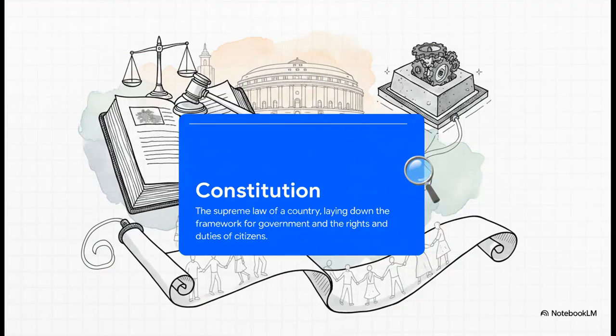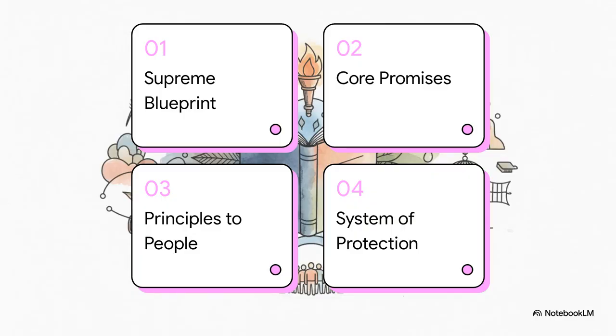So, the best way to think of the Constitution is like the ultimate rule book for the entire country. And I mean for everyone. Even the government has to follow it. It sets the rules of the game, defining the structure, the powers, and the duties of every single institution in the state.